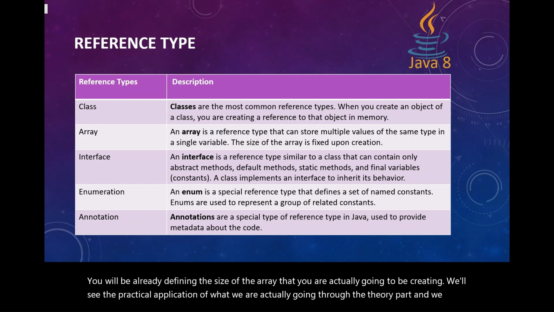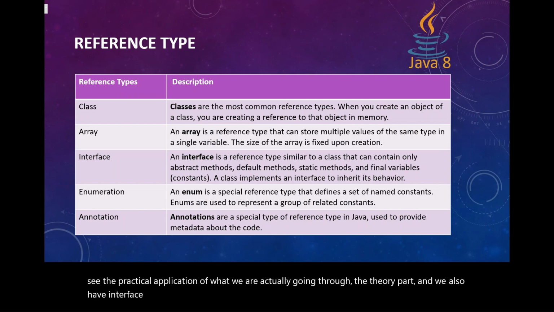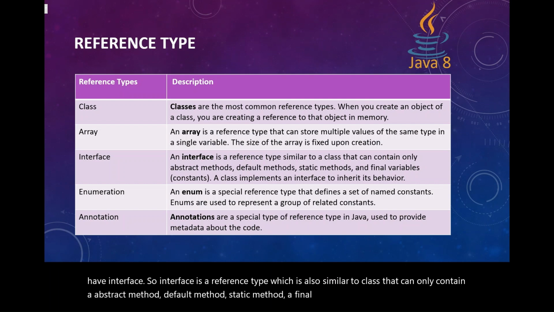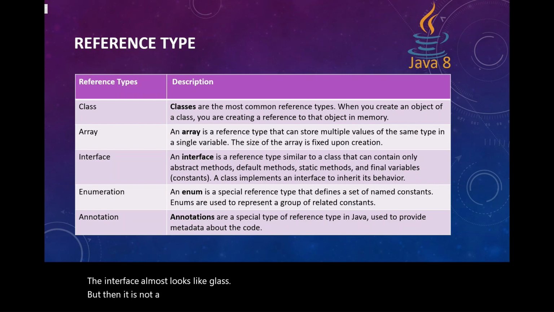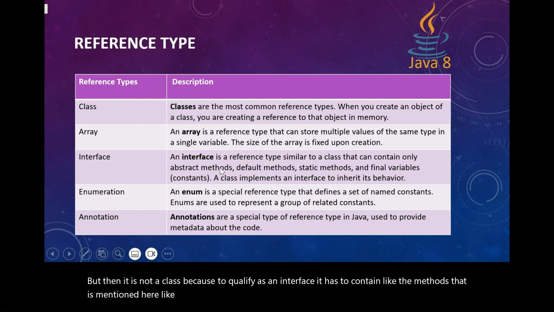We also have the interface. An interface is a reference type, also similar to a class, that can only contain abstract methods, default methods, static methods, and final variables. The interface almost looks like a class, but it is not a class, because to qualify as an interface it has to contain the methods mentioned here: abstract, default, static, or final variables. A class implements an interface to inherit this behavior.